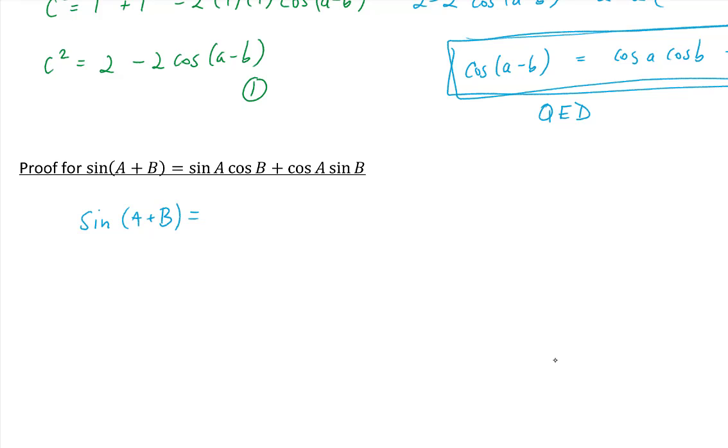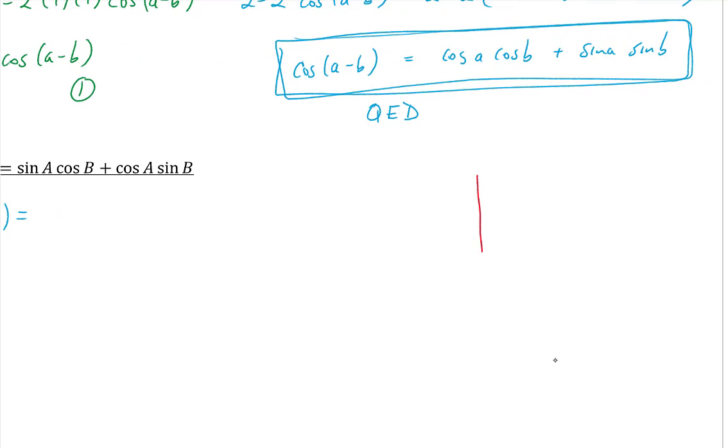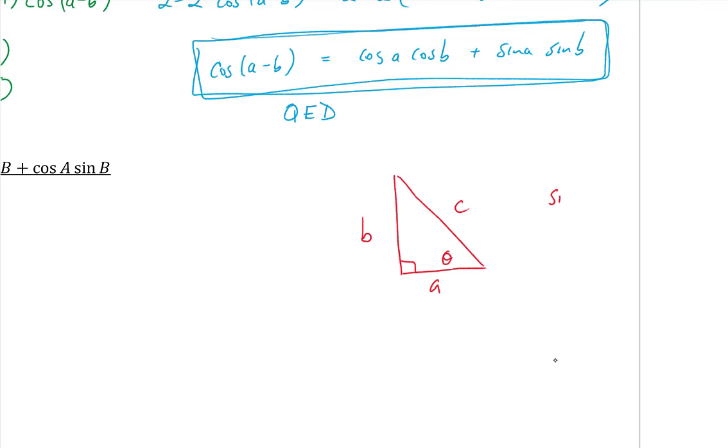And what I can do is change this into a cosine function. And how can I do that? Well, let's look at this using a right triangle. For this right triangle, I can see that sine of theta is equal to b over c. Well, let's take a look at this angle here.